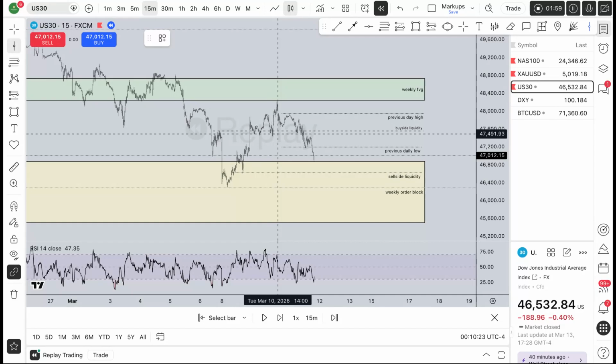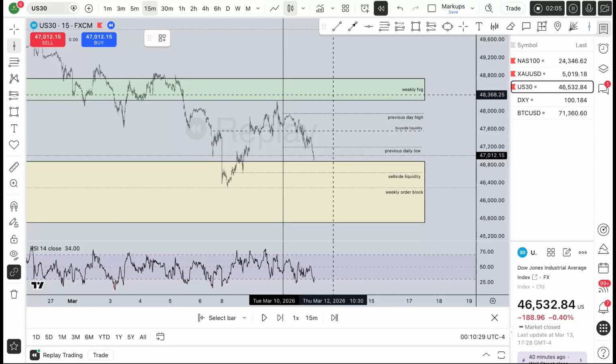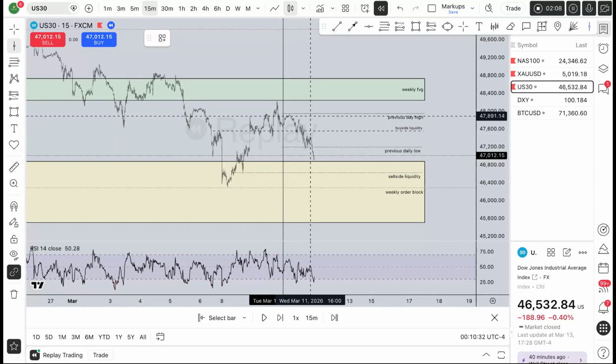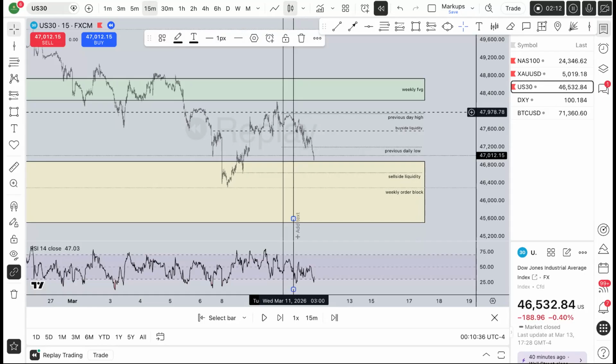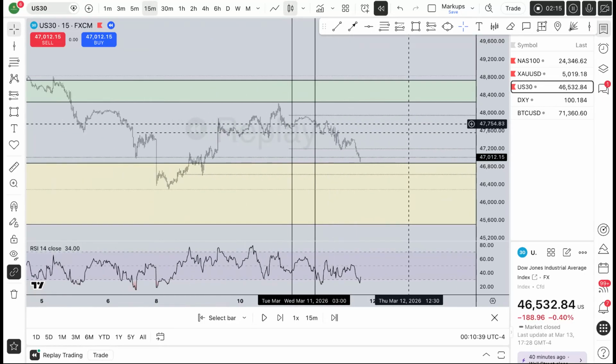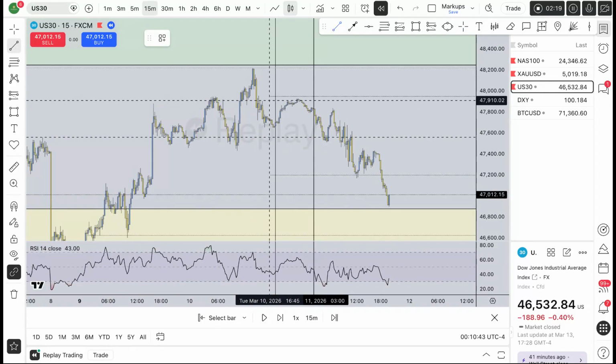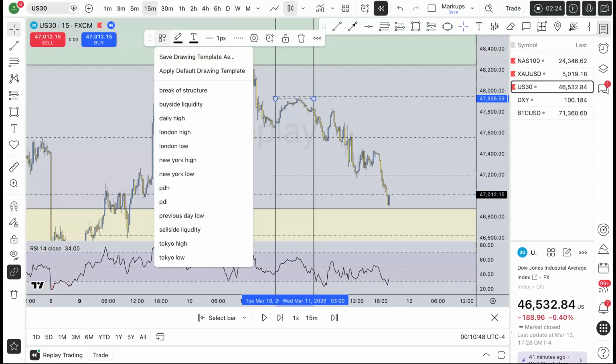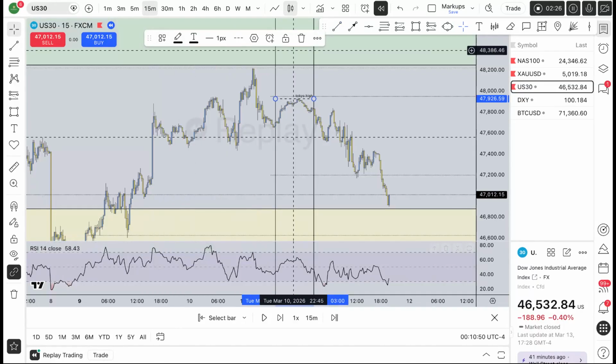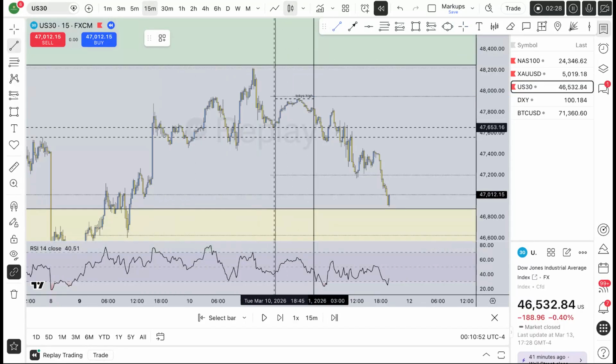Okay, so Tokyo is 1900 hours on Tuesday, right here. And we're going to drag that to 3 a.m. on Wednesday, which is the beginning of London. Okay, so now we got our range. Our job is to identify the Tokyo high, which is right here, and the Tokyo low, which is right here.